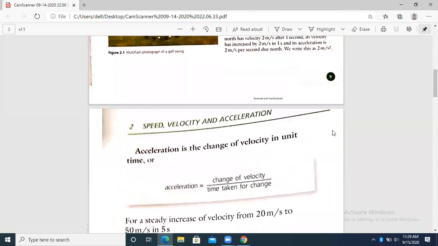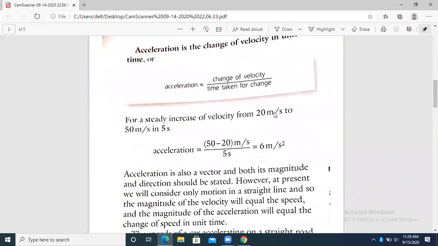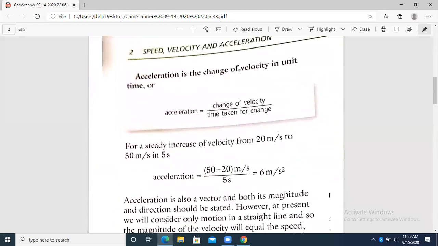Here, there is a confusion for you. What is the definition of acceleration? Acceleration is the change of velocity in unit time: change of velocity divided by time taken. For example, a car starts at 20 meters per second. After that, its velocity increases to 50 meters per second.